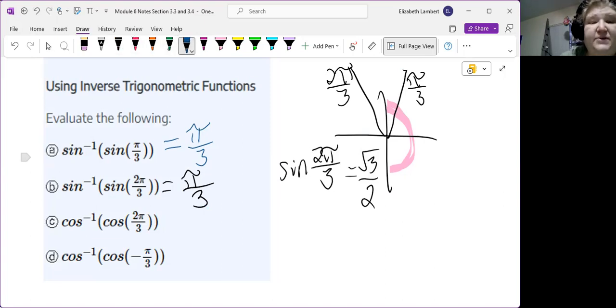Now, a little bit different down here. Remember, cosine is defined in a different spot. Cosine works in quadrants 1 and 2. 2 pi over 3 is in quadrant 2, so we're going to get 2 pi over 3 back out.